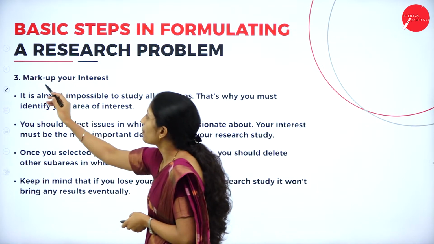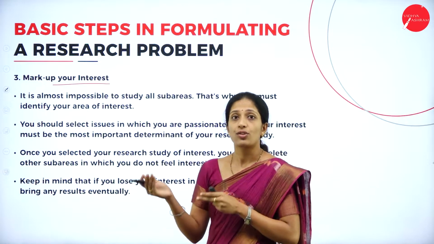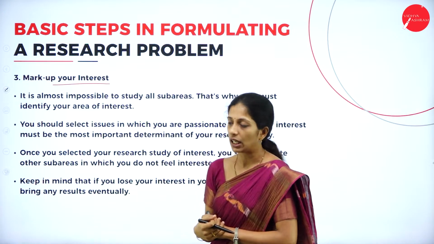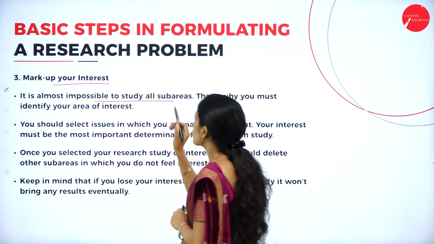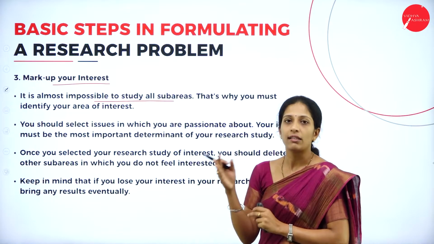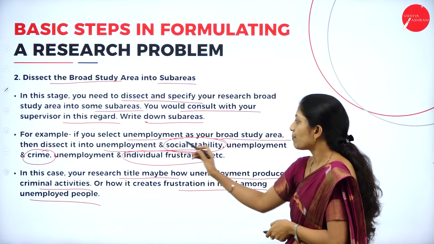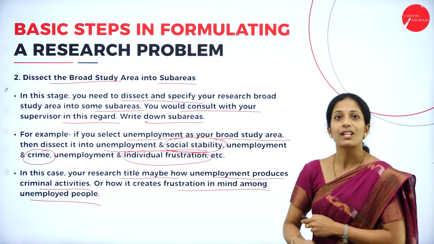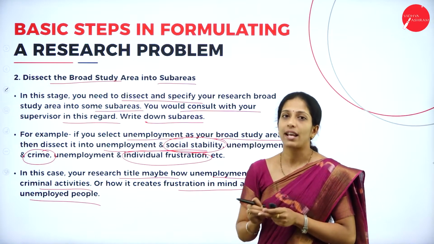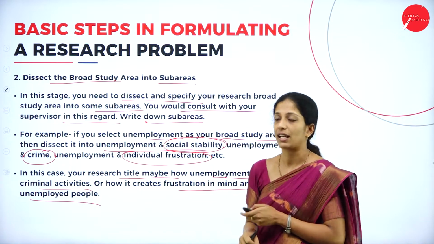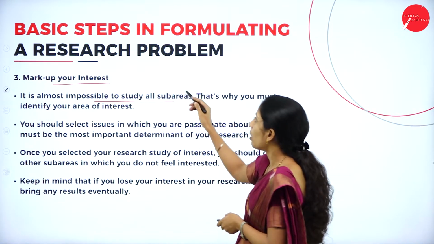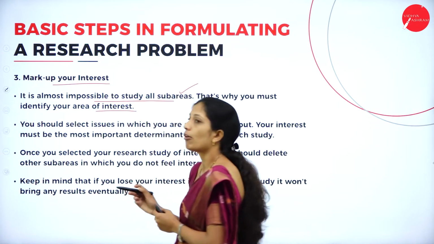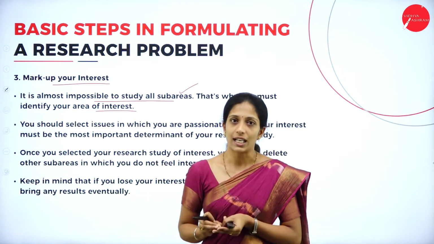Next one is mark up your interest. Now, what is my interest? I have selected my area, I have selected my sub-area. Now, I have to see what is my interest. It is almost impossible to study all the sub-areas. If you see here, there are unemployment and social stability, unemployment and crime, unemployment and individual frustration. So there are a number of sub-areas in the broad area, and it is difficult to study all of them. That's why you must identify your area of interest. In the sub-area also, you have to identify what is your interest.